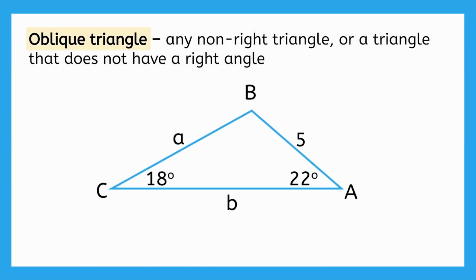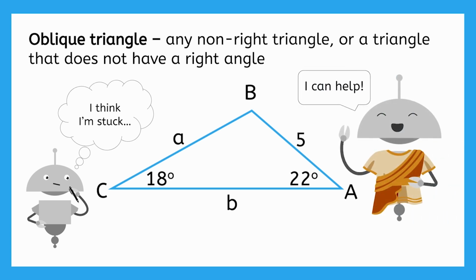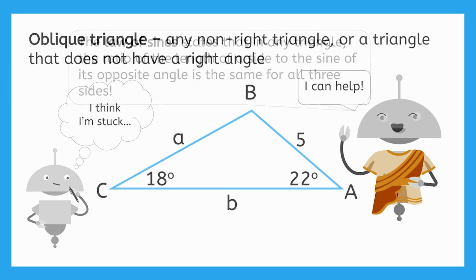An oblique triangle is any non-right triangle, or a triangle that does not have a right angle. Before this lesson, the tools we used to solve for the side lengths and angles in triangles only applied to right triangles. So if we were asked to solve this triangle, ABC, we'd be stuck. Well, thanks to 13th century mathematicians, we have the law of sines, which we can use to solve for missing side lengths and angles in any triangle.